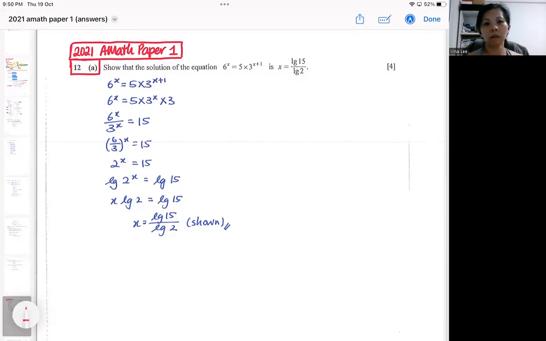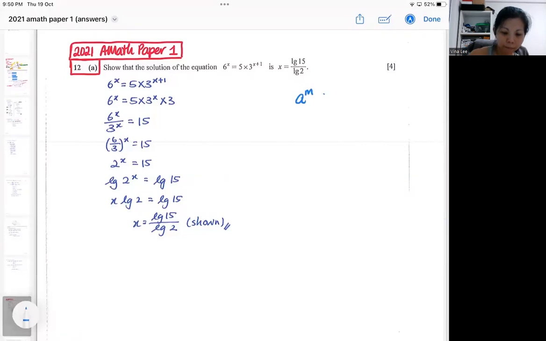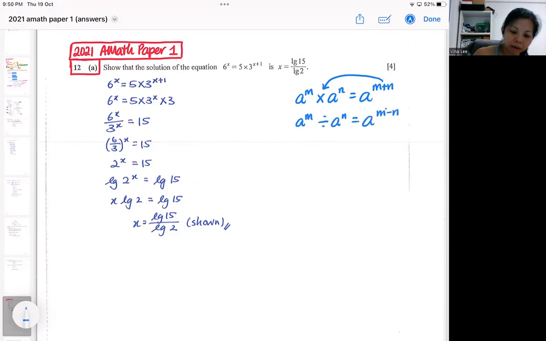In your A Math indices, most of the time you are expected to apply the reverse of your indices rule. So where you see an addition in the power, you've got to reverse it back to a multiplication. Or when you see subtraction in the power, you must be reminded that you need to work backwards. So there will be quite a lot of times in A Math that you're expected to work backwards.